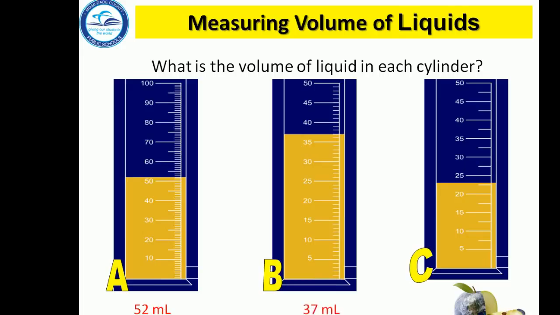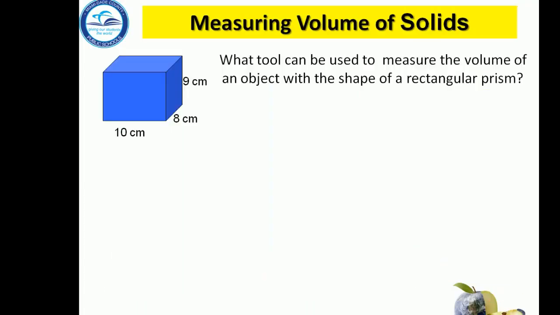And how about this last one? Notice that the lines are not as easily spread. So the line is part of the way between 25 and 20. So hopefully you estimated it as 22.5 to 23 milliliters.